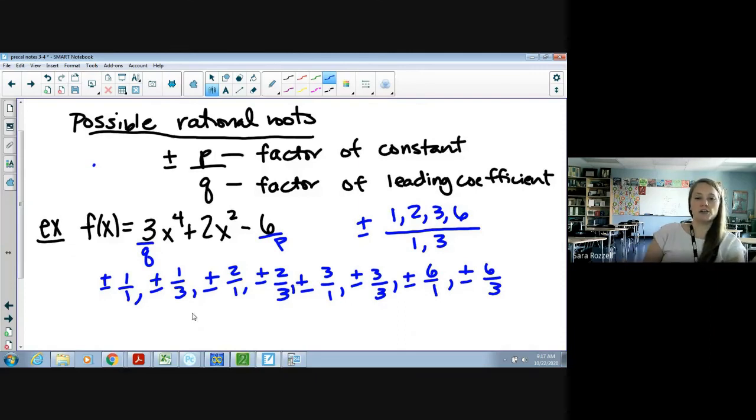So in the olden days, you would take this list and try to see if those possibilities were actually roots using synthetic division. We would have to try them all and test them in synthetic division, and if we got 0 as the remainder, we knew it was a root. But now we're going to use the calculator as a shortcut.